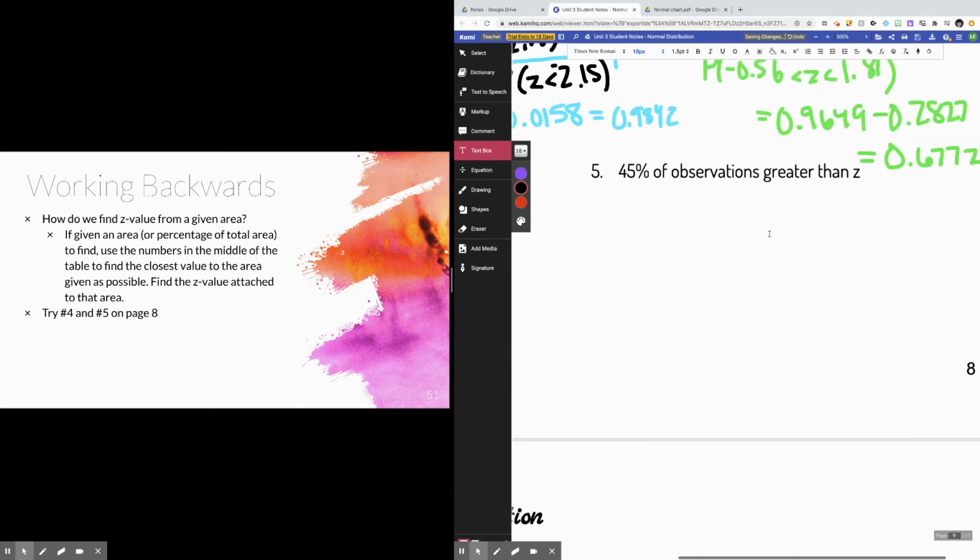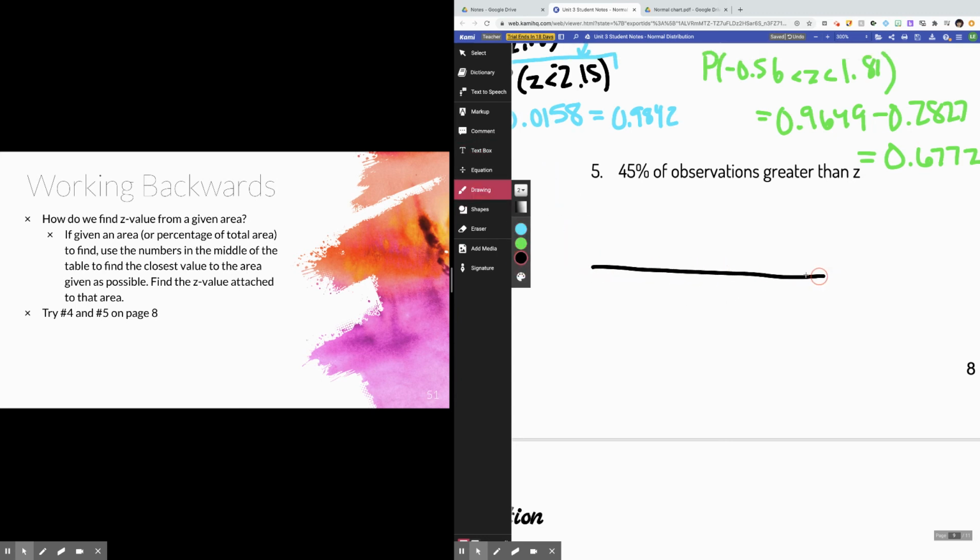Okay, so for this last one, again, we're still going to sketch, right? I'm trying to find 45% of observations that are greater than that value. So my mean is still 0, my standard deviation is still 1. 45% of observations greater than z would put my z about right there. And this shaded area right here is 0.45.